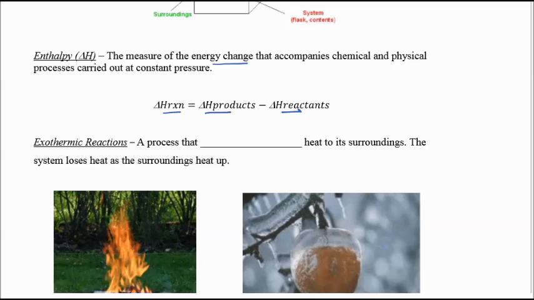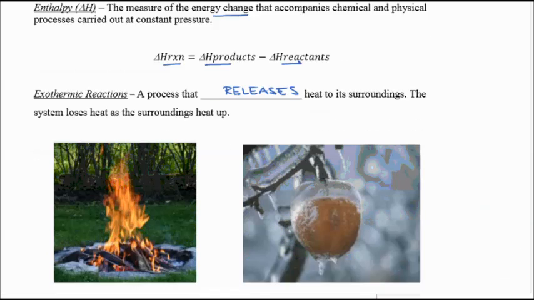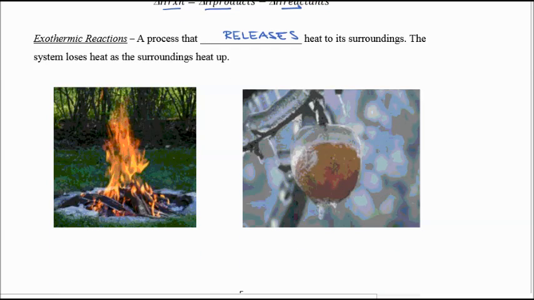In an exothermic reaction, we have a process that releases energy. The system is losing energy. So a campfire releases energy to the surroundings. Freezing releases energy to the surroundings. Freezing is an exothermic reaction.